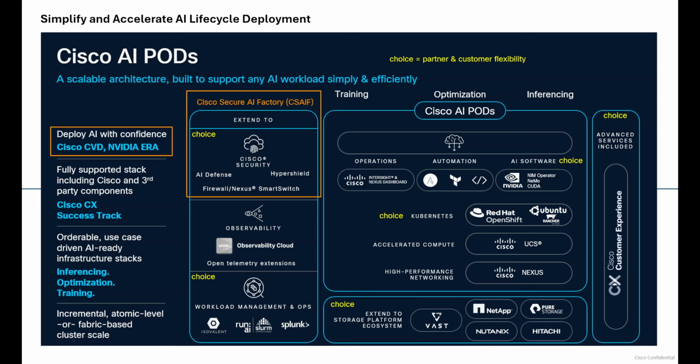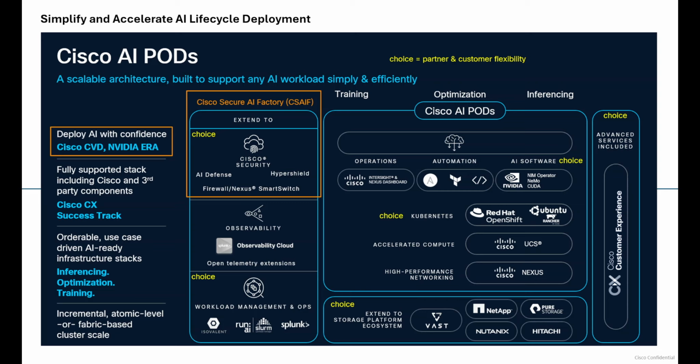So, third, now I want to draw your attention to the orange text and boxes on the left. And so, what would I want you to take away from that? First, AI pods form the base building block of Cisco's secure AI factory. So when you layer in the security products shown inside the orange box, such as AI Defense, Hypershield, etc., this is what will create what we are calling a secure AI factory.